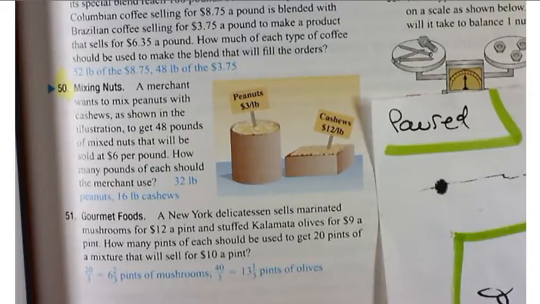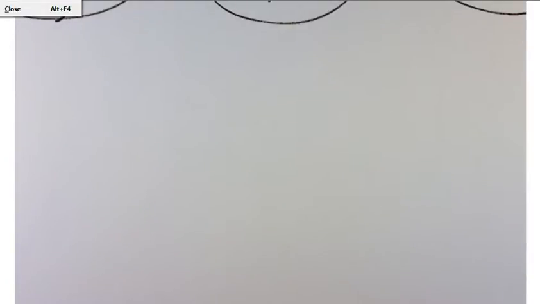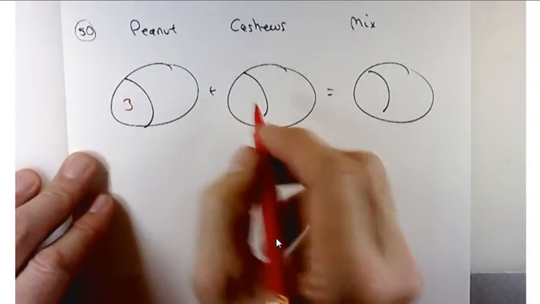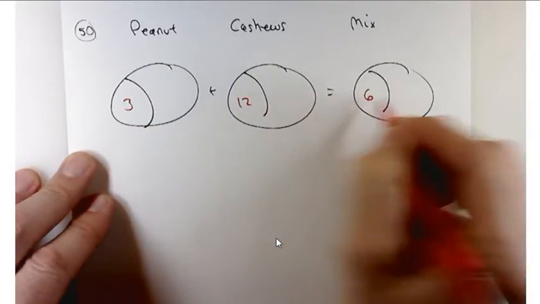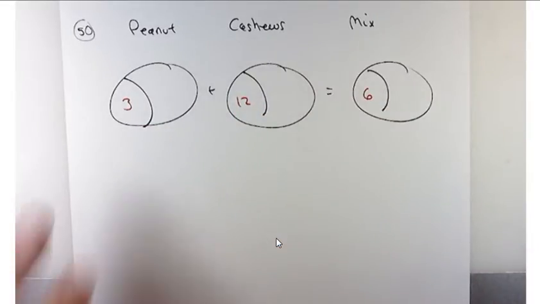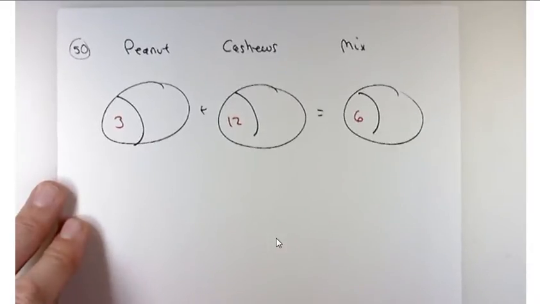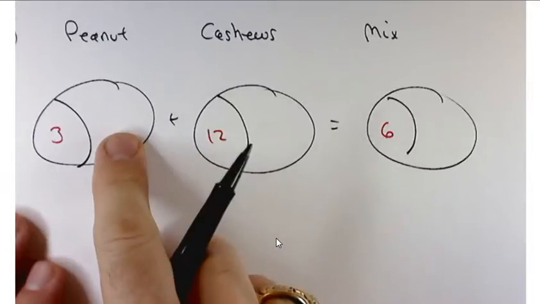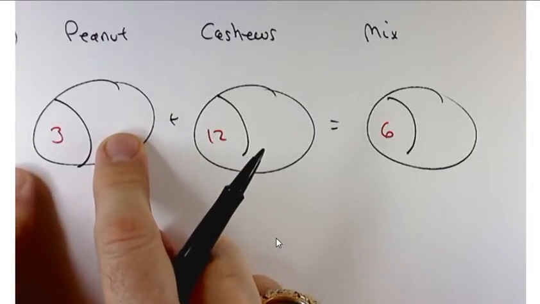Okay, so we're going to end up with 48 pounds. So let's keep track of that information. Zoom out. So peanuts cost $3 a pound. Cashews cost $12 a pound. The mix is going to sell for $6 a pound. So fill in part of it. The other part: do we know how many pounds of peanuts we're going to use? No.